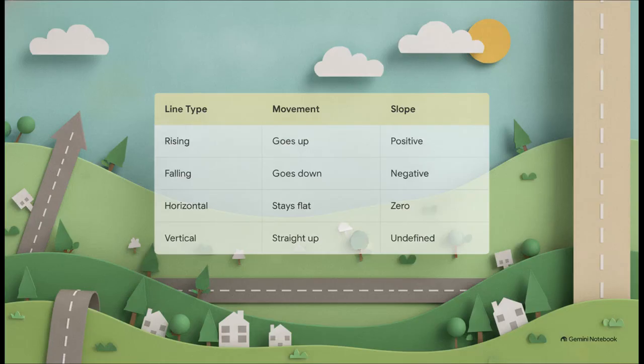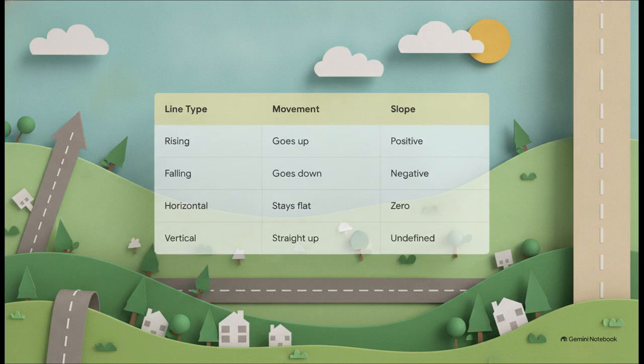What's really cool is that our entire universe of lines can be summarized into just 4 distinct types of slopes. As we move across our map from left to right, if our road goes up, we have a rising line with a positive slope. If it goes down, it's a falling line with a negative slope. A completely flat horizontal road, that has a slope of exactly 0.